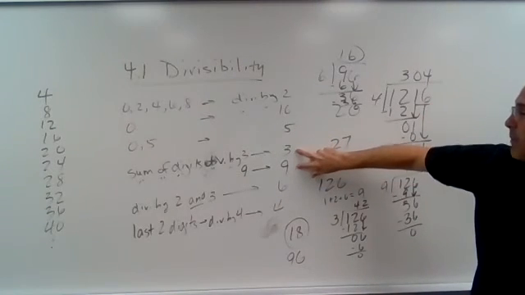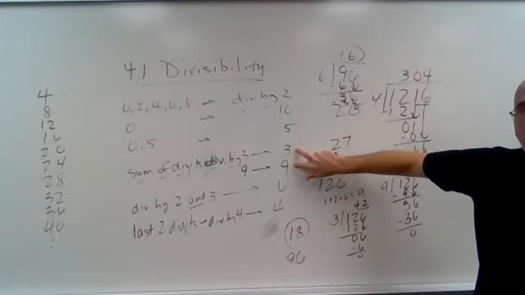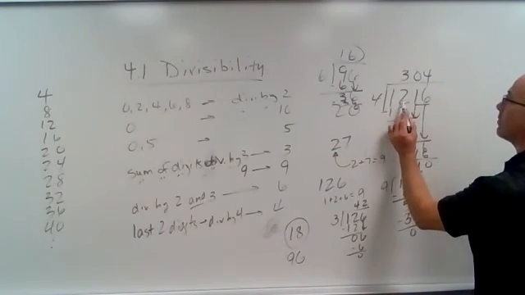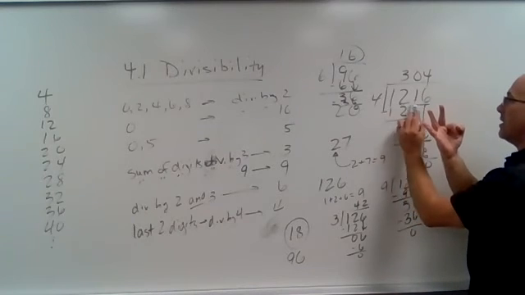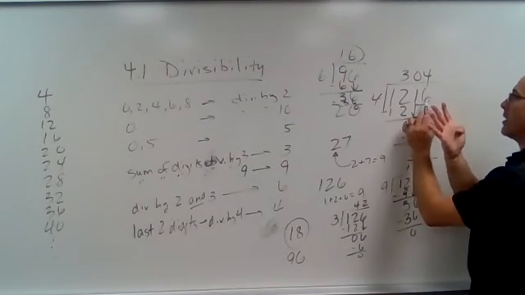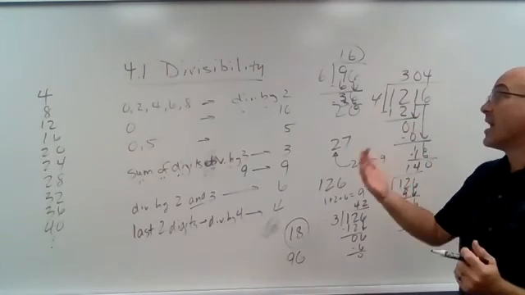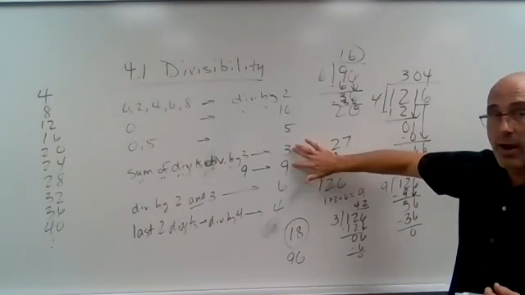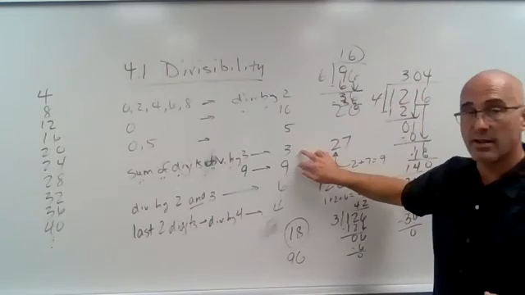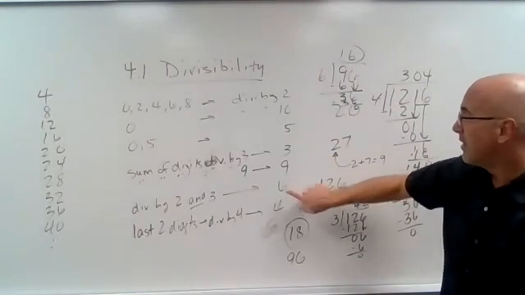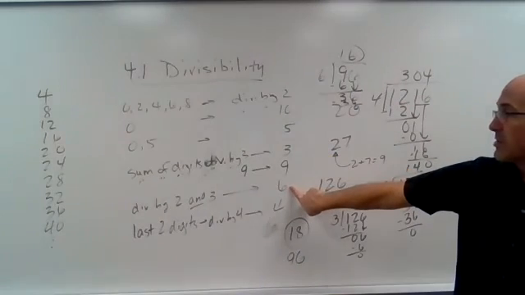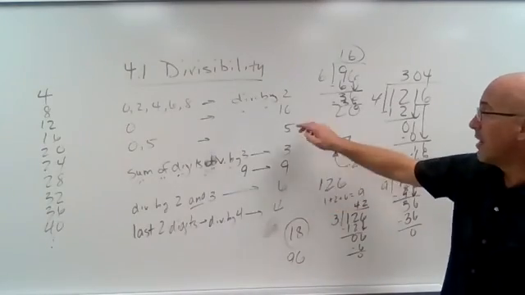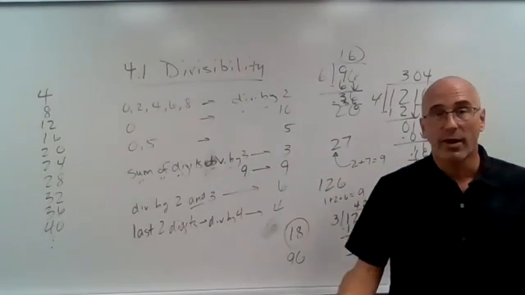Is it divisible by 3 or 9? Well, we have to add the digits up in order to make that happen. 1 plus 2 is 3, plus 1 is 4, plus 6 is 10. So 10 is not divisible by 3 or 9. So therefore, this number is not divisible by 3 or 9. And in order to be divisible by 6, it has to be divisible by both 2 and 3. And we know it's not divisible by 3, so therefore not divisible by 6.